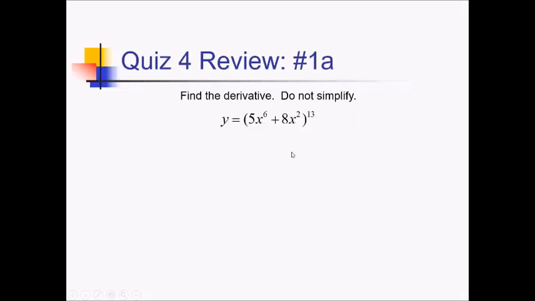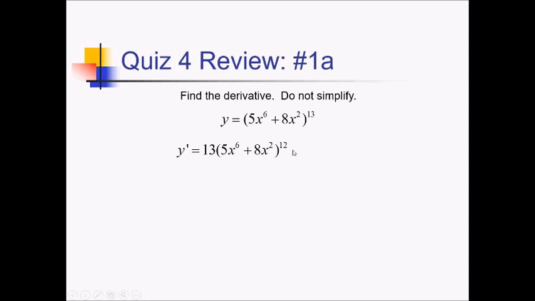For this problem, we're going to use the chain rule since I have a function inside another function. So we'll start with the outer function, which is something to the 13th power. Derivative of that is going to be 13 times something to the 12th, so 13 times all this stuff without any change to the 12th power.